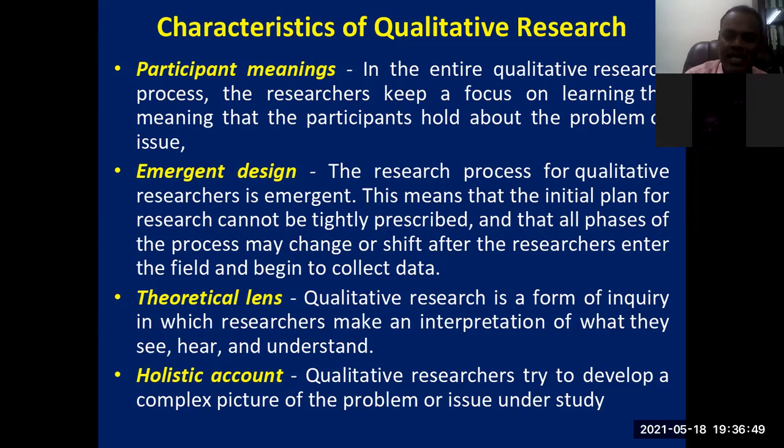So that theory of change is going to be interpreted by the researcher himself or herself through what they saw from the field, what they heard from the field, what they understood from the field. It's going to be explained through a theoretical lens. Then it also has a holistic account. Qualitative researchers try to develop a complex picture of the problems or issues under study. Once you finish the study, you can come up with different ways of presentation.